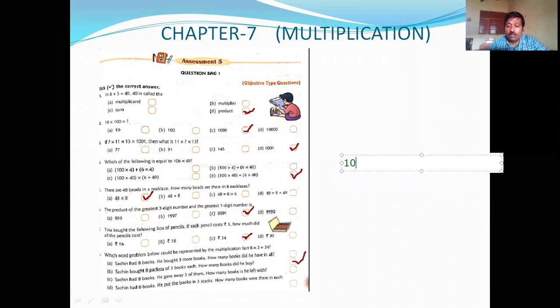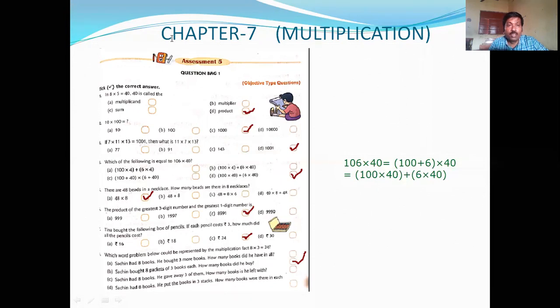Once again, 106 multiplied by 40. We can solve it this way: 100 plus 6, multiplied by 40. We can write it as 100 multiplied by 40 plus 6 multiplied by 40. Okay, so our answer will be D, 100 into 40 plus 6 into 40.